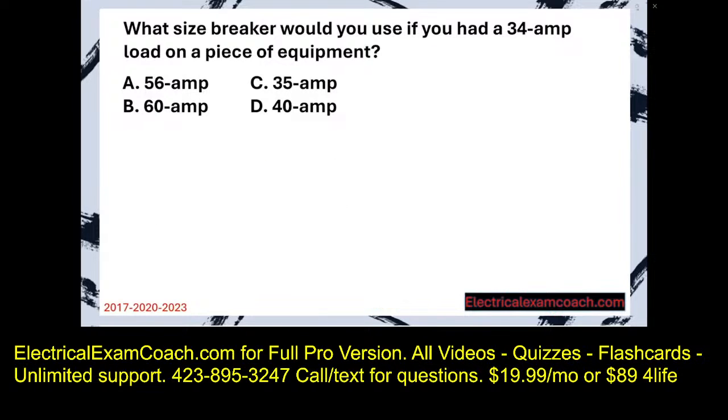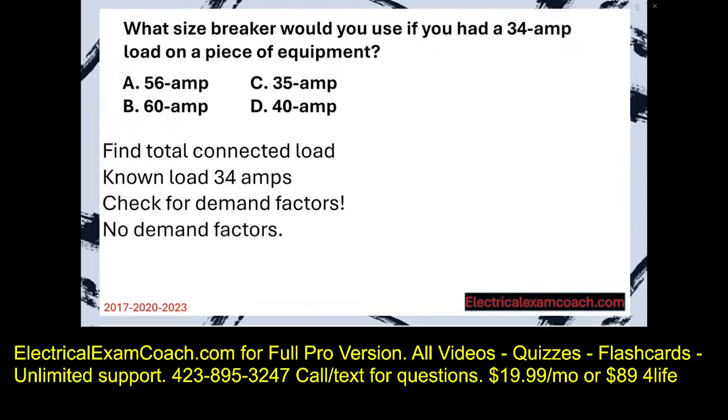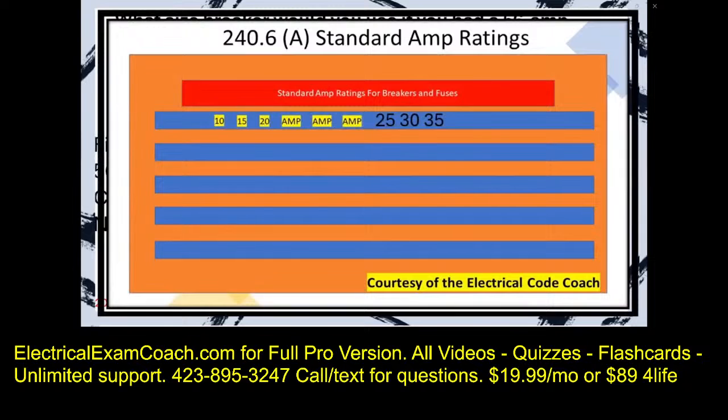Great job. What size breaker would you use if you had a 34 amp load on a piece of equipment? Step 1, find the total connected load. The known load as of right now is 34 amps. But we have to check for demand factors. There are no continuous loads, and there are also no specific pieces of equipment. So therefore, there are no demand factors. We're going to head to our table, 240.6(A), and choose the next size up, which in this case would be a 35 amp breaker.